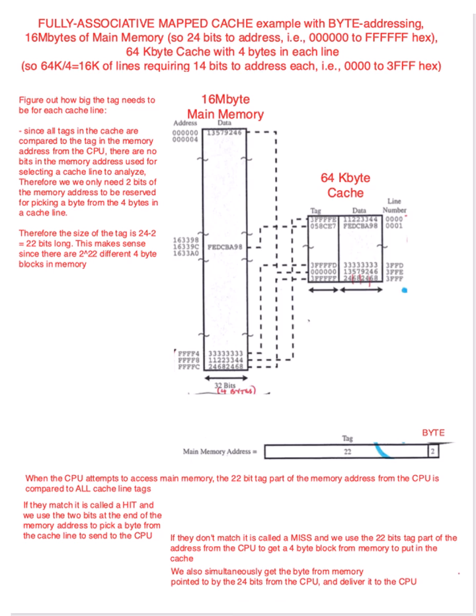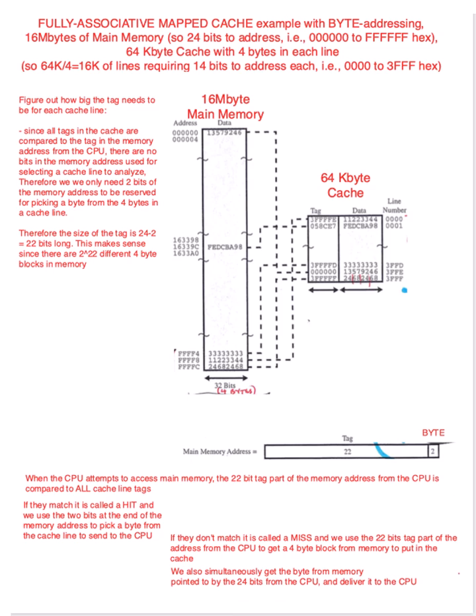And then, how this all works down below: when the CPU attempts to access main memory, the 22-bit part of the memory address from the CPU is compared to all cache line tags for the associative mapping cache. If they match, does it hit? Yay! The cache is working, so it did its job here. And we use the 2 bits at the end of the memory address and pick a byte from the cache line to send to the CPU, so we don't have to deal with main memory, right? That's what we're trying to avoid, having to deal with the slower main memory.